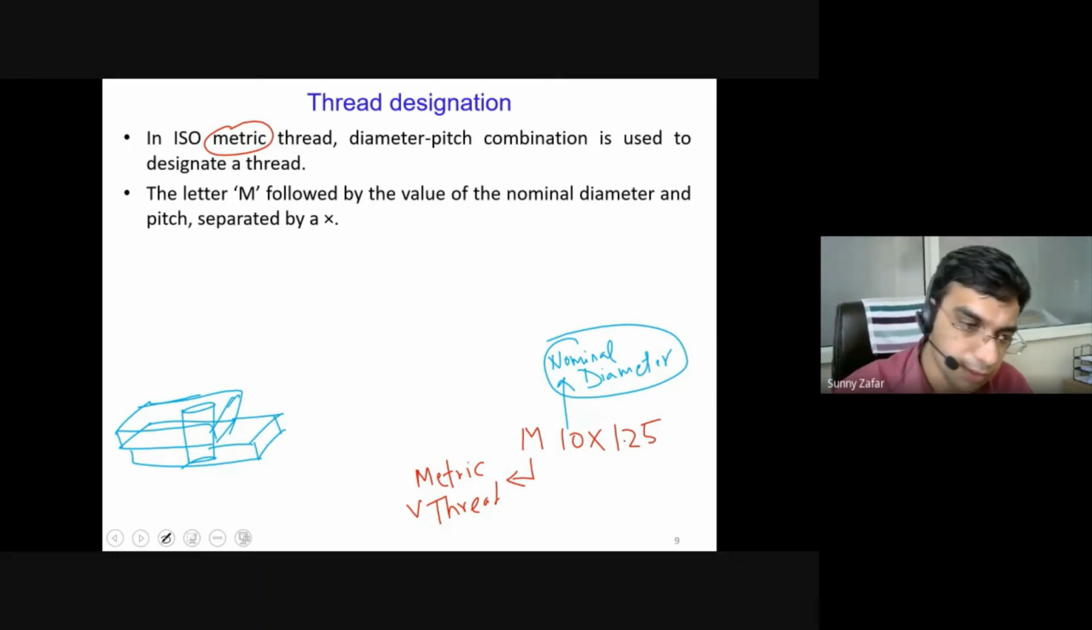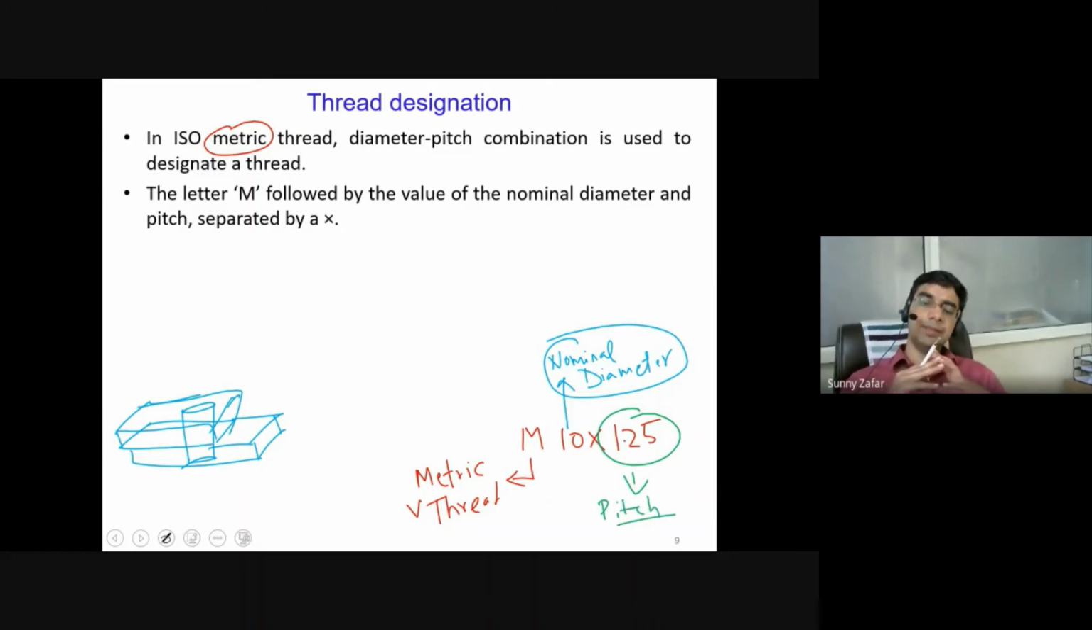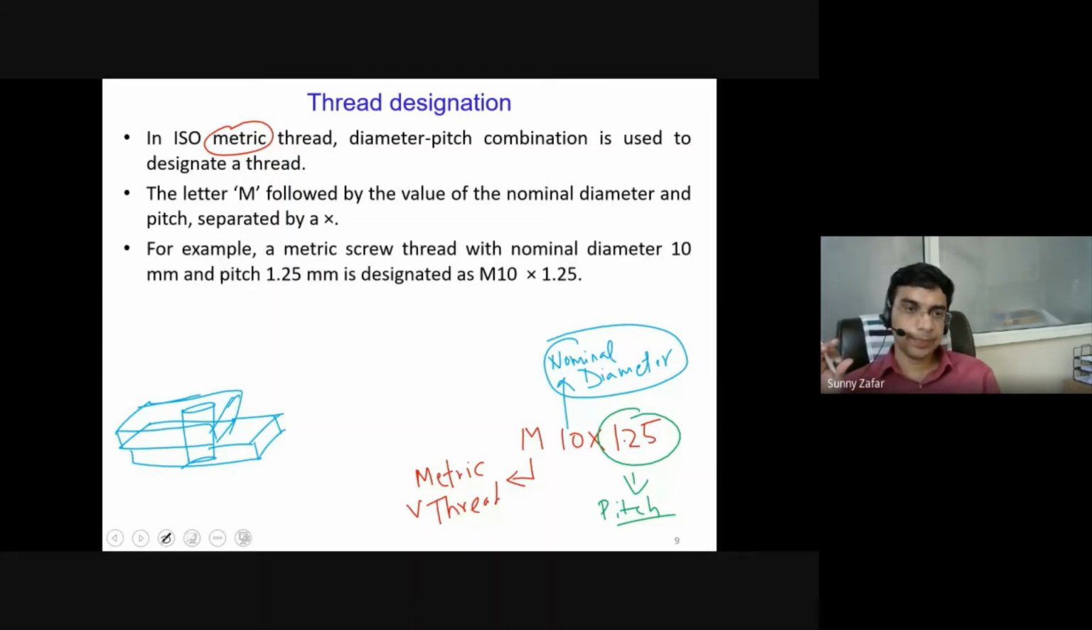And of course, what is present after this X is basically the pitch. So this is the pitch. We have understood that pitch is basically the distance between two adjacent crests or two adjacent roots of the thread. So for a metric thread, this is the designation that you are going to find on an engineering drawing or machine drawing for any component.